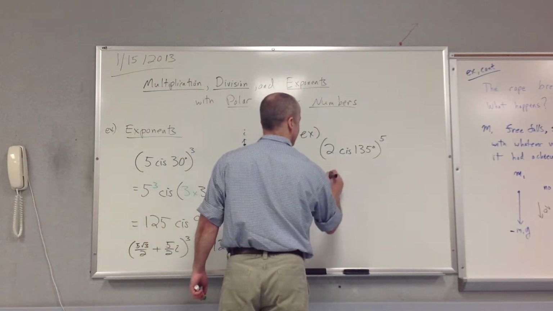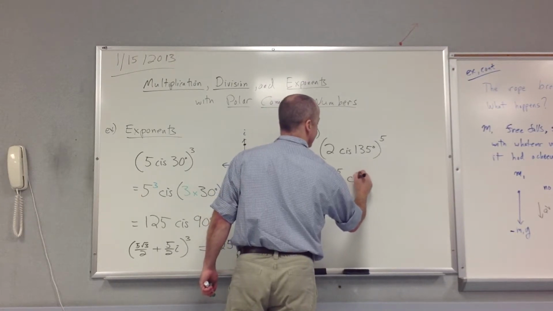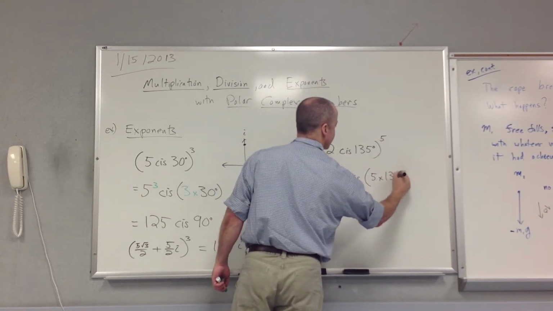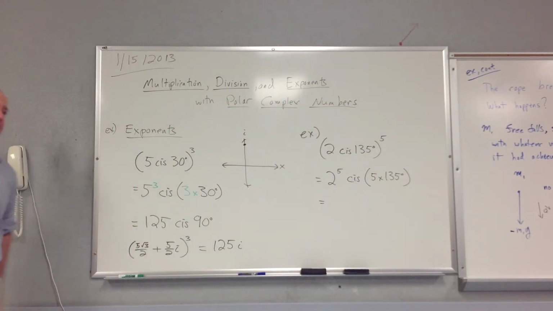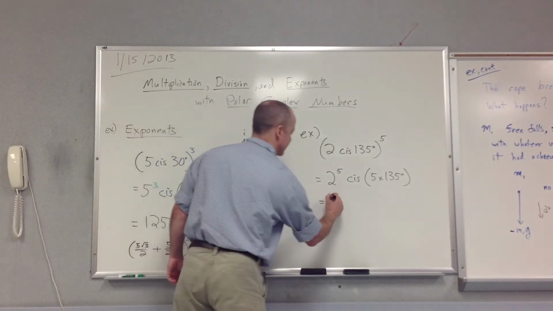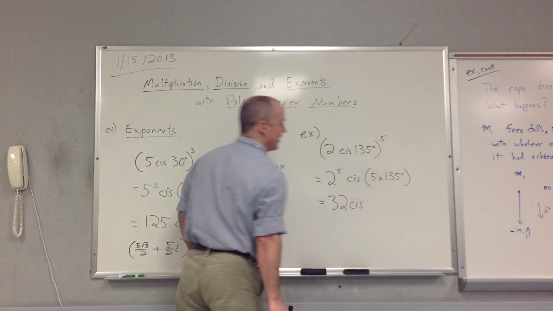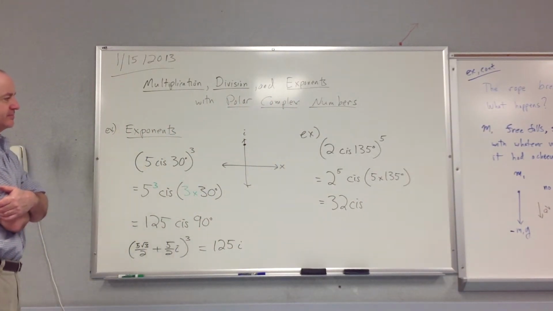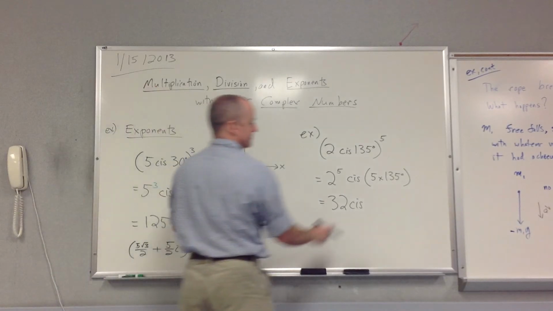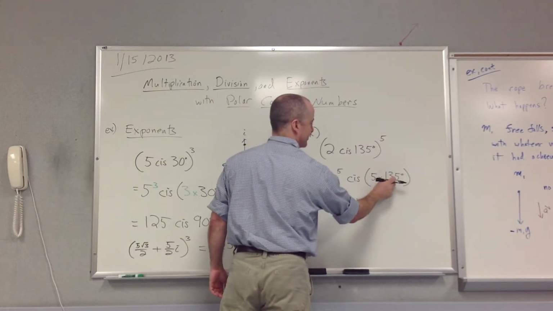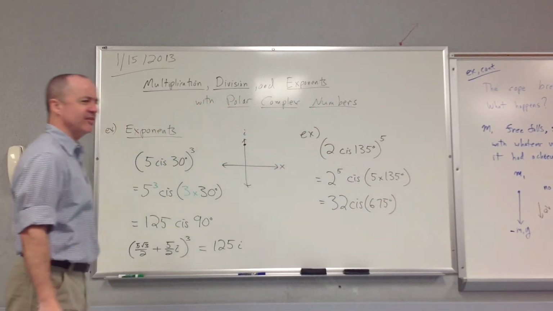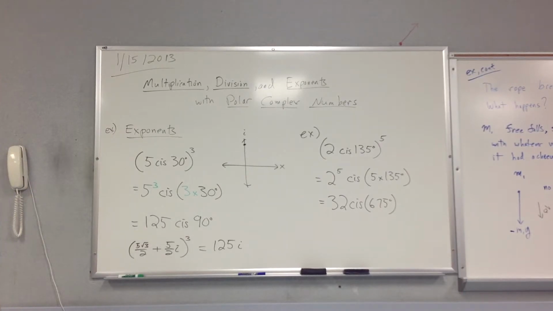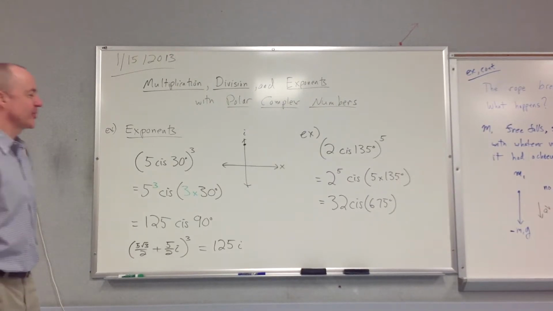First, the process. Raise 2 to the 5th power and multiply 5 times your angle. Anyone know what 2 to the 5th is off the top of their head? 32. Very good. Danny, you knew that, right? All right. What's 5 times 135? It's 500 plus 150 plus 25. Yep, 675. Should we leave that as 675? No. What's 675 minus 360?